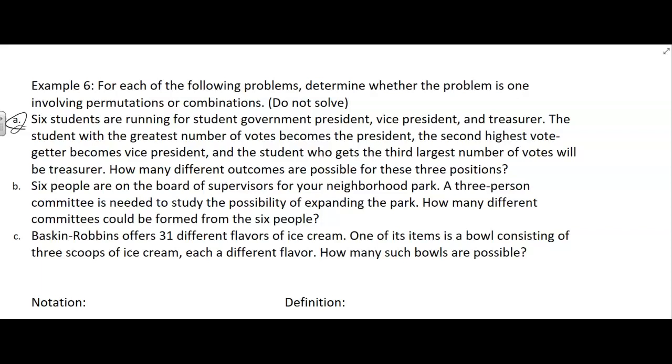Well, they don't repeat. You can't be both the president and the vice president. So it's true for both permutations and combinations. They're from the same group. You've just got 6 students that are running, so they're coming from the same group. That's true for both permutations and combinations. Now, does order matter? Yes, it makes a difference who comes in first because they get to be the president. So this is going to be a permutation.